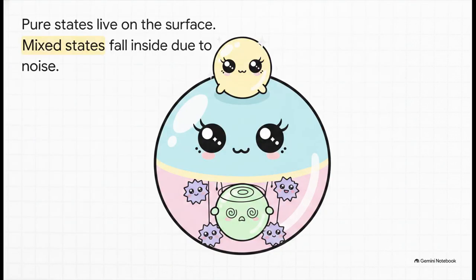But here is where physical reality starts to rear its ugly head. Pure states, so ideal qubits without any noise, they live perfectly right on the surface of the sphere. But in the real world, environmental noise and decoherence are constantly interacting with our qubit. When that happens, the state becomes mixed, and it mathematically drags our point off the surface and down inside the sphere itself. It loses its purity.